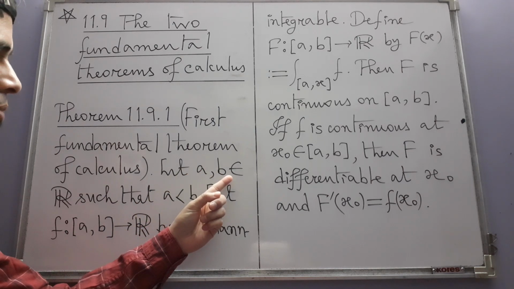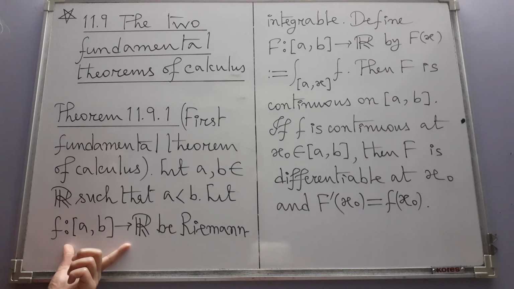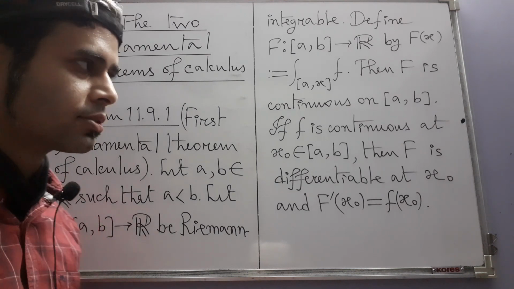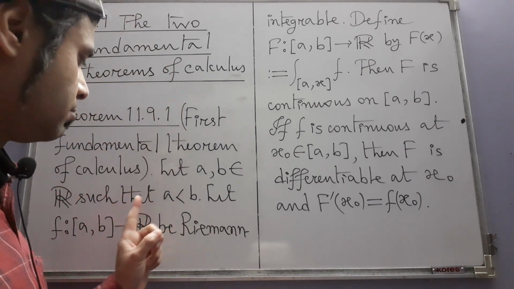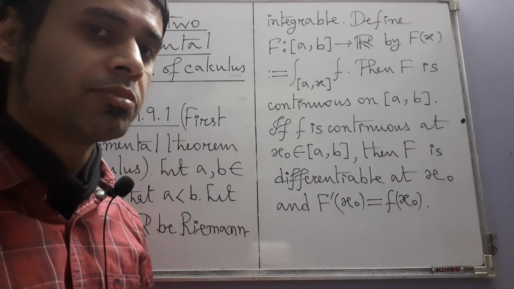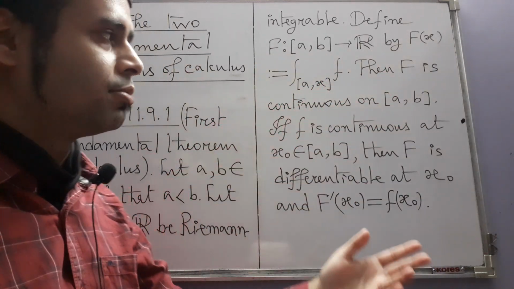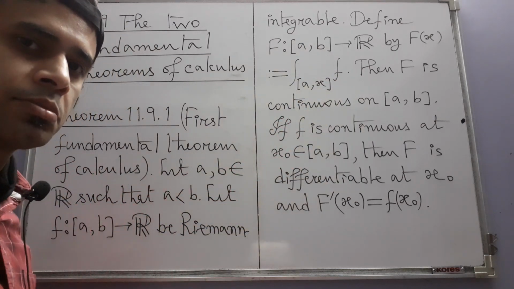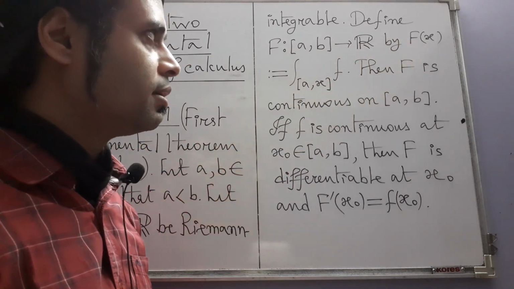Here we have two real numbers a and b, where a is less than b. And there is a Riemann integrable function f from the closed interval a, b into R, of course, because we are only considering real valued functions. Now, with the help of this function f, we define another function capital F, which, by the way, also has this same interval as its domain as small f has.